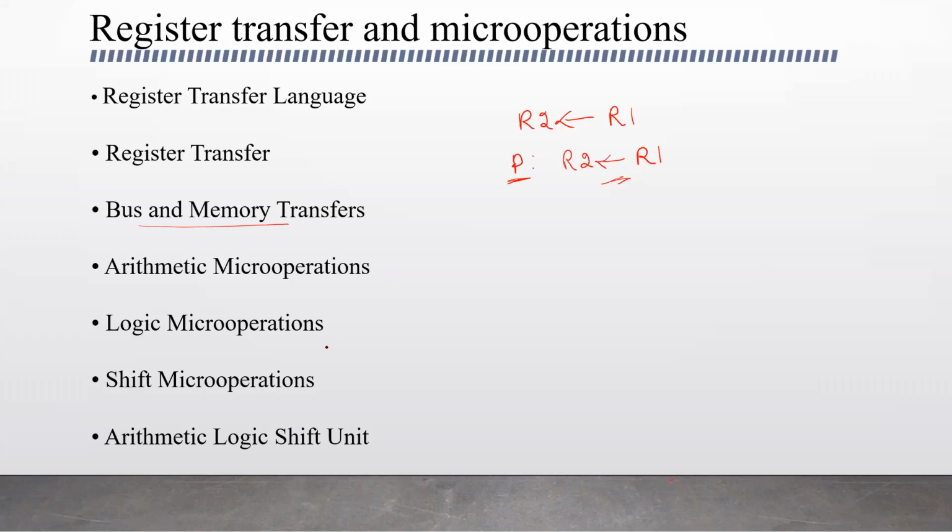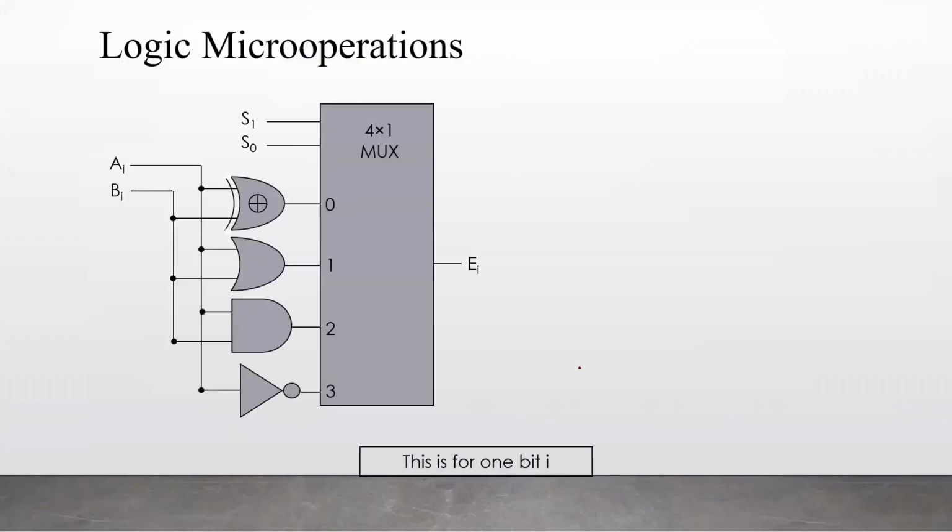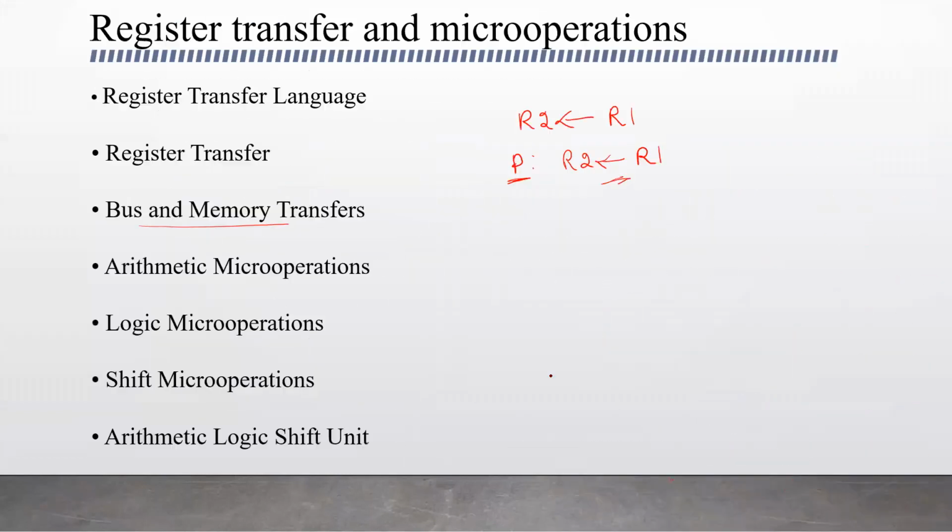Here is the logic circuit, where the multiplexer chooses one of the operations and directs it as output. So one logic operation will be performed. And in the last class, yesterday's class, we discussed shift micro operations. Only 2 micro operations on shift are performed: shifting the content of the register to the right and shifting to the left. We discussed the 3 types of shift: logical shift, circular shift, and arithmetic shift.